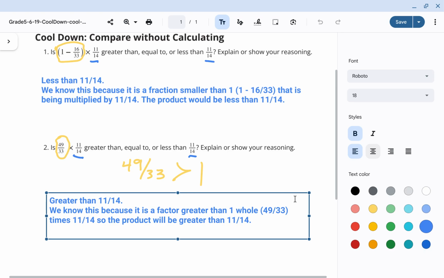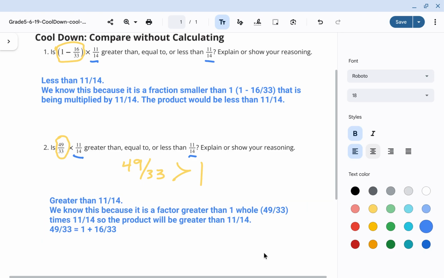We could even go ahead and say that 49/33 equals 1 plus, and then what's that remaining amount? Well, there's 16/33, right? So right there I see it's going to be a whole group of 11/14 plus another 16/33 of 11/14. So that is a way too. I could add in that detail if I'm seeing that and that makes sense to me as further evidence for why this one will be greater than 11/14.